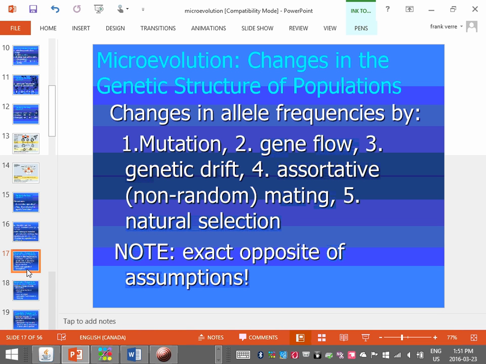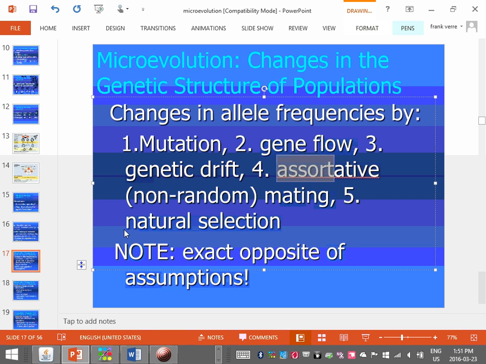Now, I'll explain what drift is, because drift has to do with population size. Remember, in the assumption, we have to assume the population is really what? Really big. So this has to do with population size. Maybe the mating is not random, which means it's assortative, or maybe there's natural selection going on. So this is what we're going to look at right now.